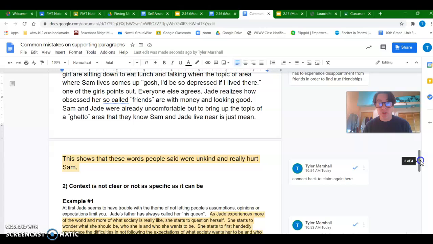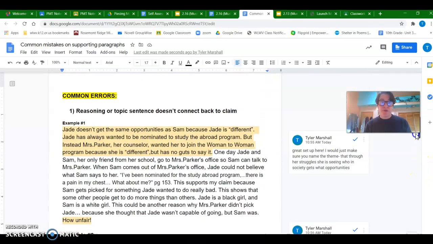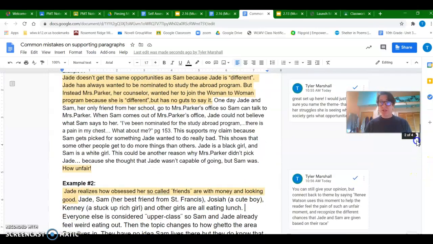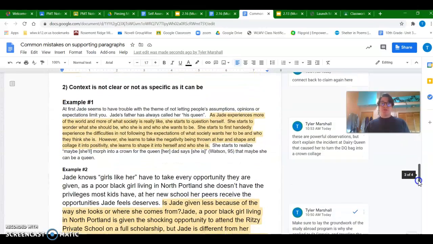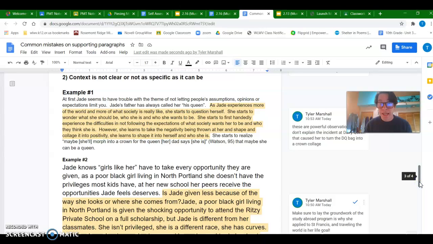And then as you close, make sure you connect back to your claim again. So not just what does the evidence say, but how does that connect to your claim and why does it matter? So that's kind of common error number 1, reasoning or topic sentence not connected back to the claim. And common error number 2 is that the context is not as specific as it can be.